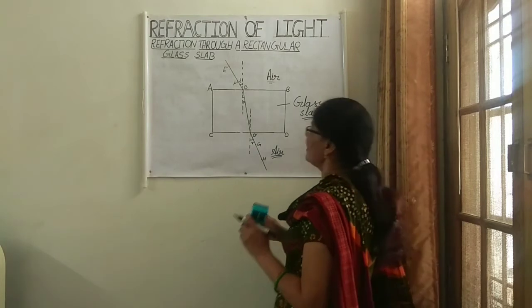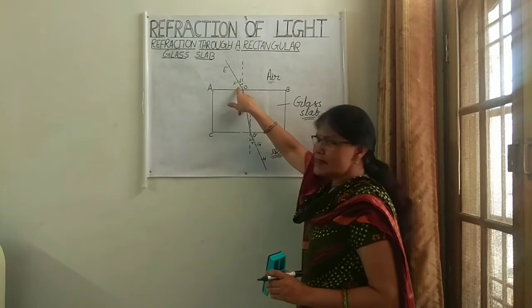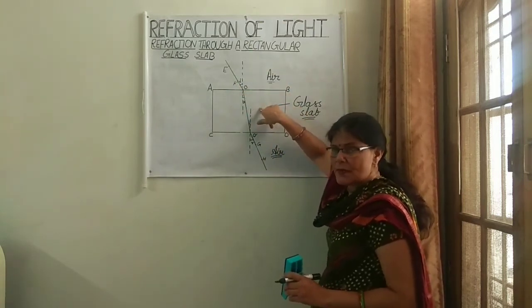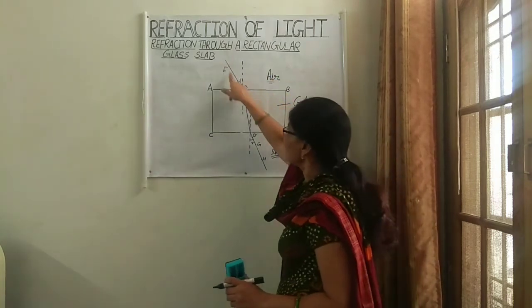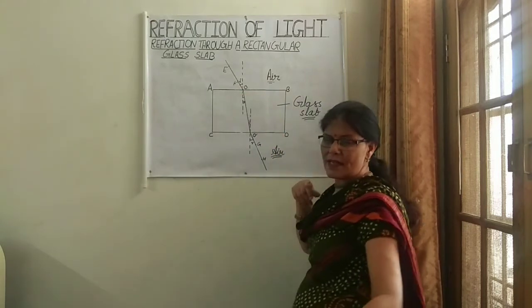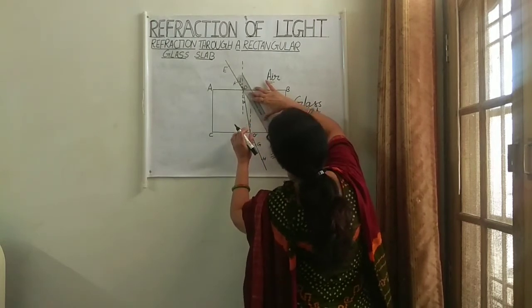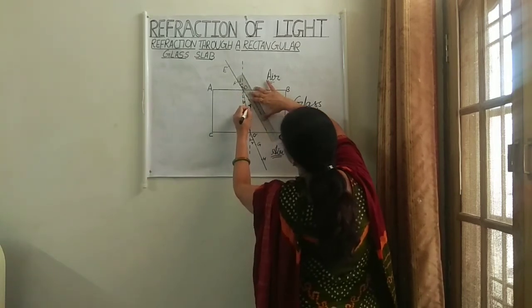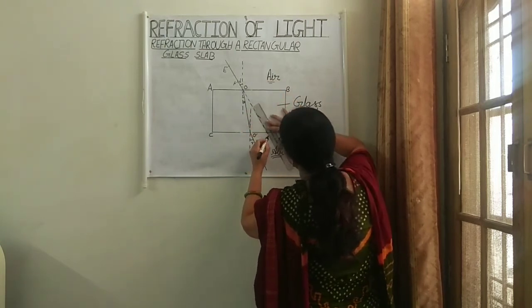Same way here, light ray AB, EF, this incident ray is passing from air to glass slab. So the medium is changing. This ray is passing from air to glass. It should go in a straight line like this. If the medium had not changed, then it should go in a straight line like this.